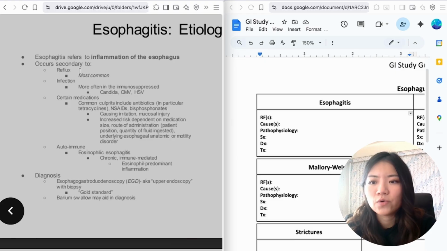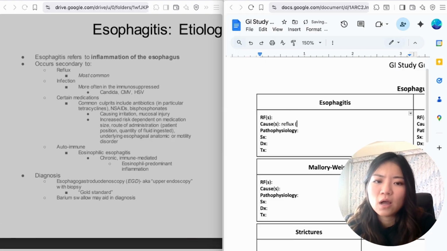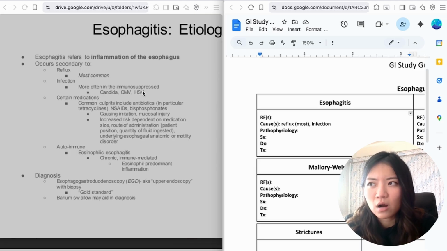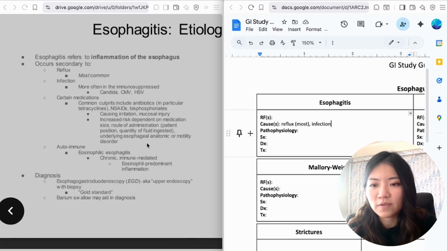Occurs secondary to, so this will go under causes, so reflux. And then most common, I would usually put most. You could also put MC. I don't know why, I just always kept most. Infection here, more often in immunocompromised. I feel like depending on where you are during PA school, you may or may not include stuff like this, just because if you're immunocompromised, you're more likely to get infections. So I would honestly say skip this, but if you just prefer to have it in, you can definitely keep that in, but I'm gonna skip it in mine.